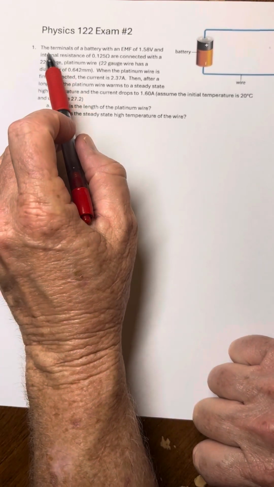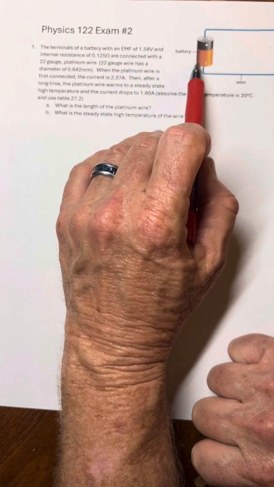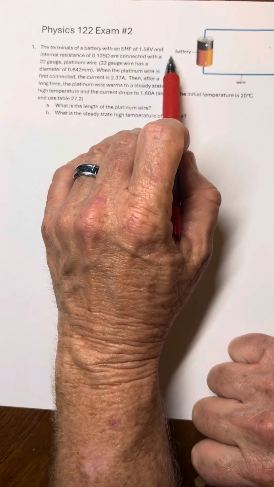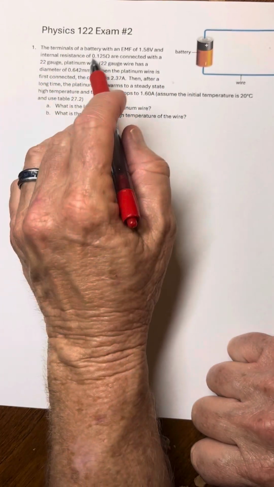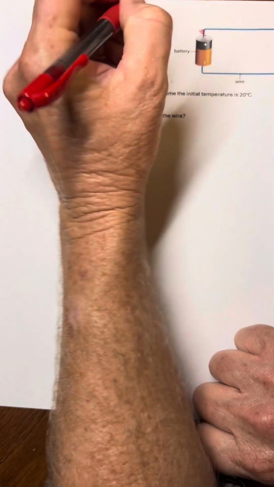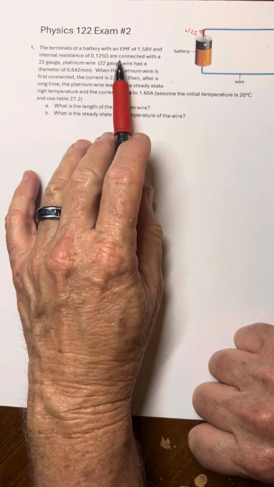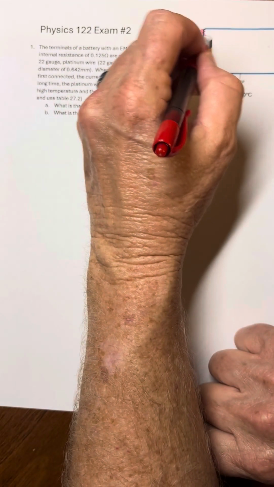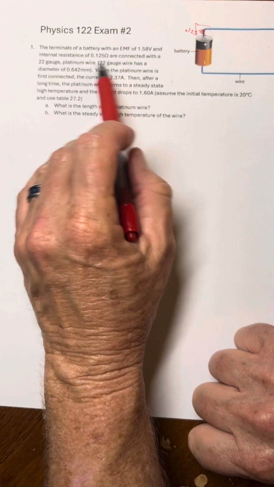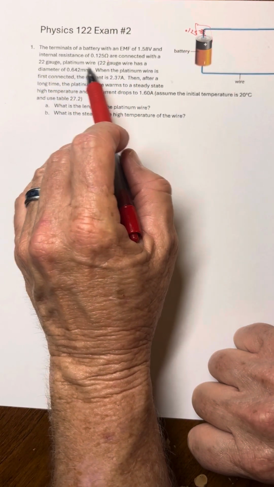It says the terminals of the batteries have an EMF of 1.58. So here is our single cell battery, an alkali battery. It has an internal resistance of 0.125. So in the diagram, I'm going to put a little resistor here and mark it. Okay. I guess I probably should have put it inside of the battery. Internal resistance. It is connected with 22 gauge platinum wire.